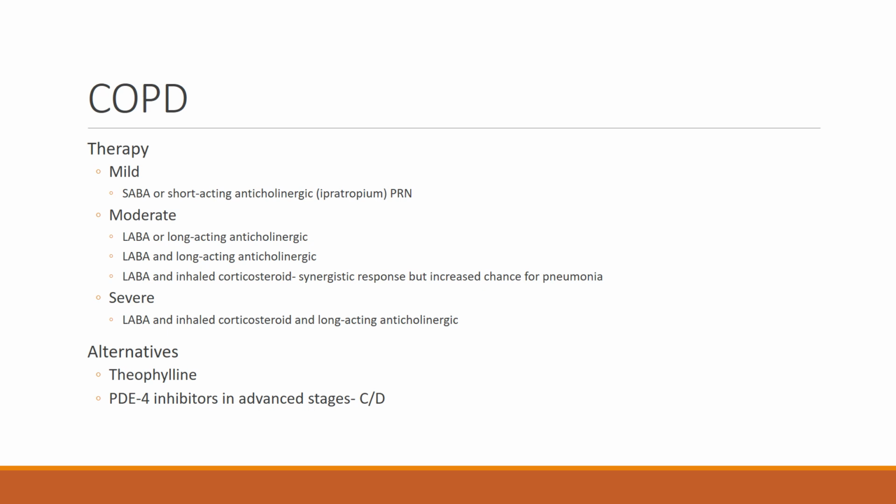Some of the alternatives that we talked about: theophylline, again, is a little messier because of the levels that need to be monitored and some of the side effects that we talked about in our asthma lecture. And then the newer agent, the PDE4 inhibitor, if somebody has the more severe stage C or D COPD, that certainly is an option.